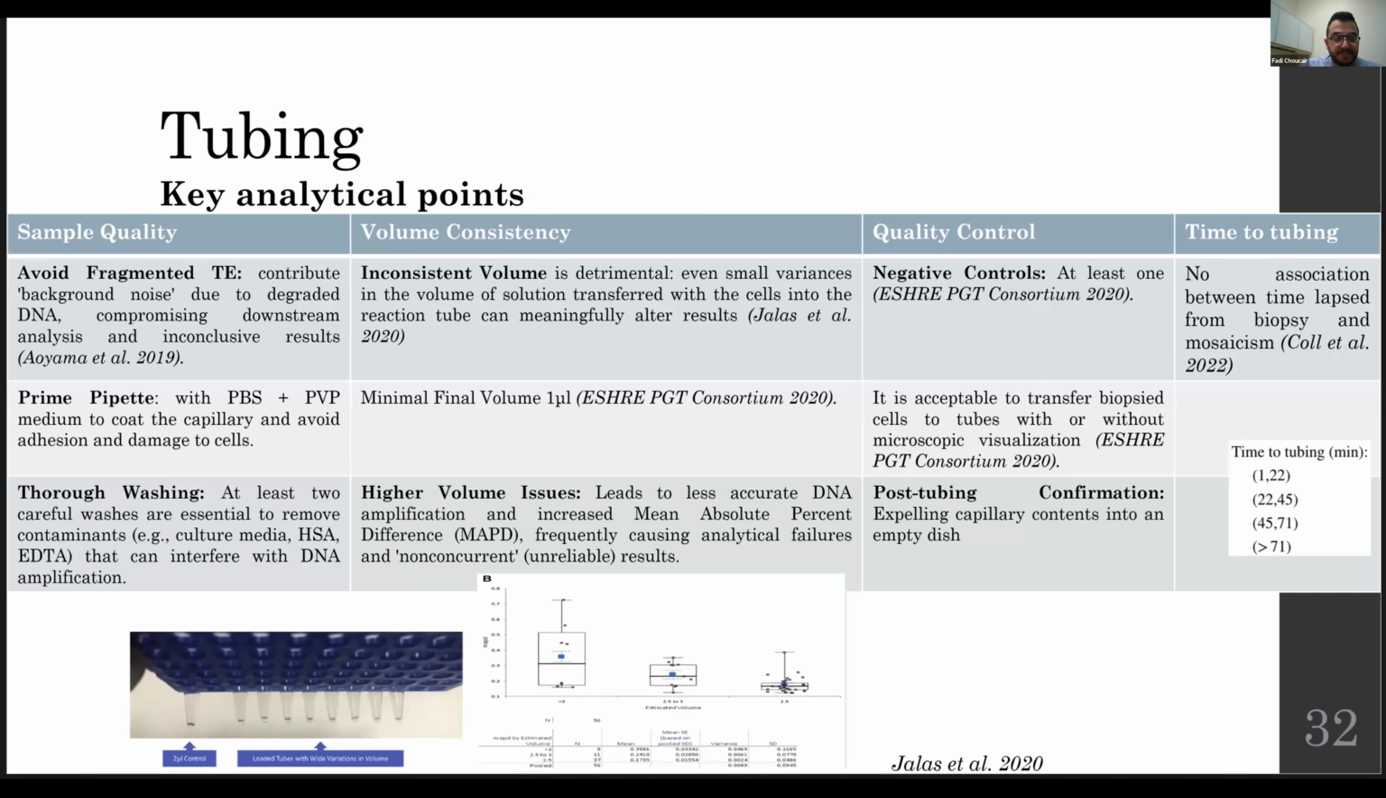Now to the tubing. The key analytical points for tubing are sample quality, volume consistency, quality control, and time to tubing. Let's tackle sample quality first. You should avoid fragmented trophectoderm cells because they contribute to background noise due to degraded DNA and compromise downstream analysis. Also, a key point is priming the pipette with PBS, a mixture of PBS and PVP, to coat the capillary and avoid adhesion and damage of the cells, and a thorough washing.